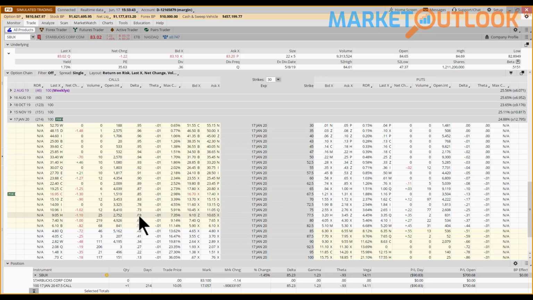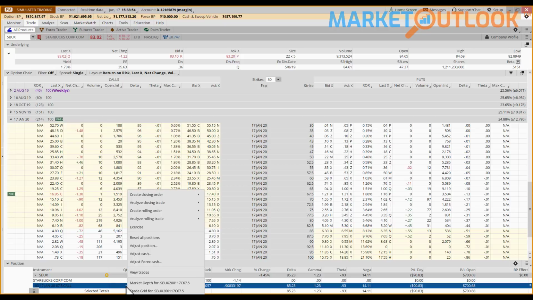Notice that that particular delta is at 68. So in order to make that transaction, I'm going to come down here, and where I have my quantity, I'm going to right click and go to create rolling order. I'm just going to choose this option that it gives me talking about a calendar spread, and then we'll adjust it as needed after we load it up.